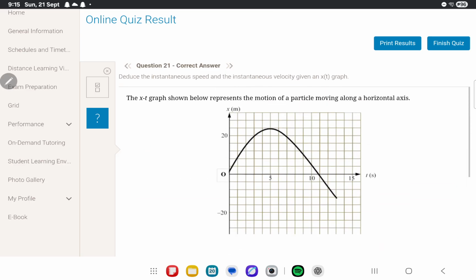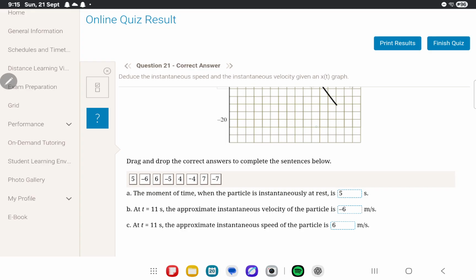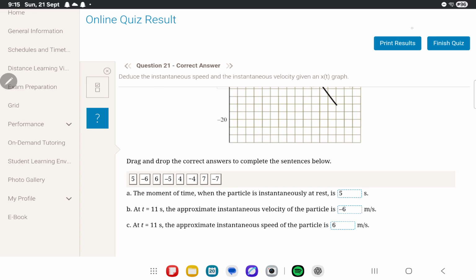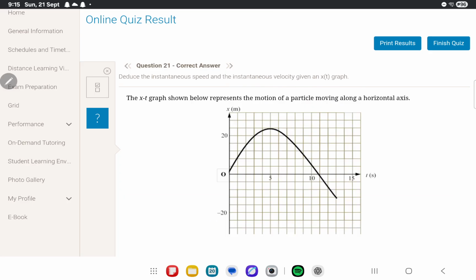Okay, at t equals 11 seconds. So t equals 11 is here. The distance, so they want us to find average speed and average velocity, I believe. As you can see, it's approximately a straight line. You can graph it, it's almost a straight line. That's why they said approximate in the given, because it's not exactly a straight line. You can see it's a curve, right?